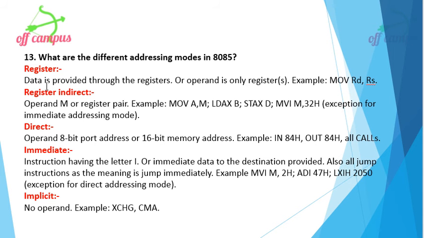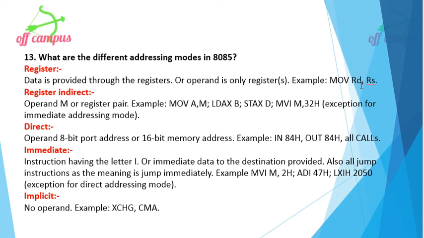So what does register addressing mode mean? Data is provided through the registers only, or the operand is only a register. Operand means, for example, MOV is an opcode, and the next to the opcode is called the operand. RD, RS is the operand. So the operand is only a register. Data is provided through the registers only.